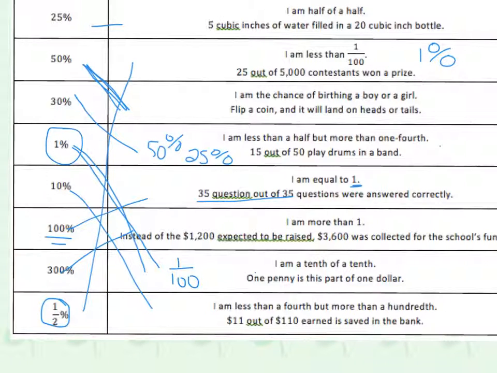And the last one, I'm less than a fourth. So a fourth, remember, is 25%, but more than 100th. And 100th is 1 out of 100, or 1%. So the only one that was left, and the only one between 1 and 25, was 10. How'd you do?